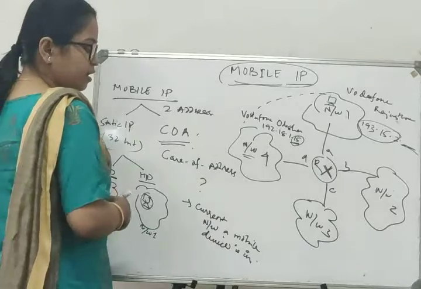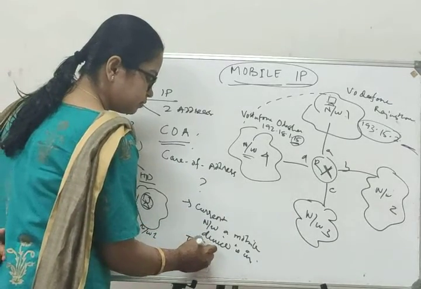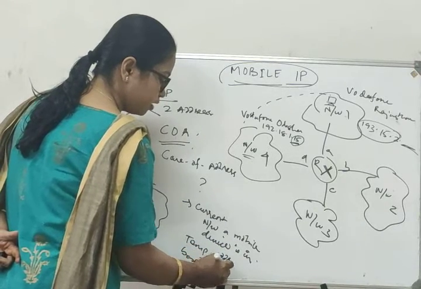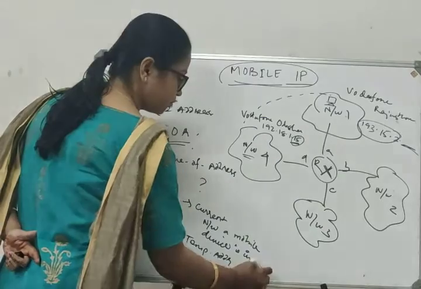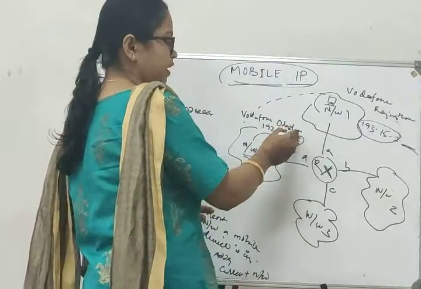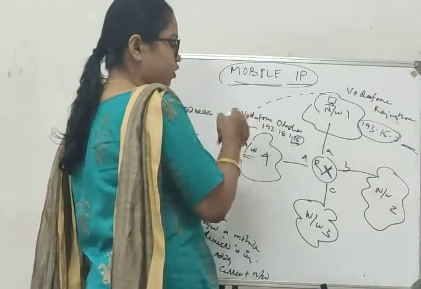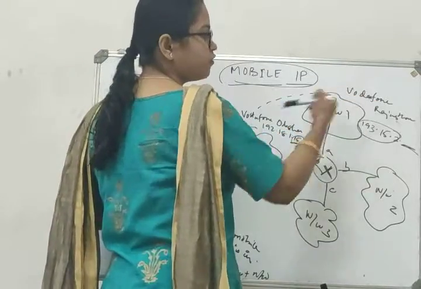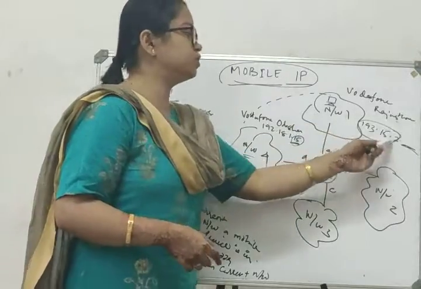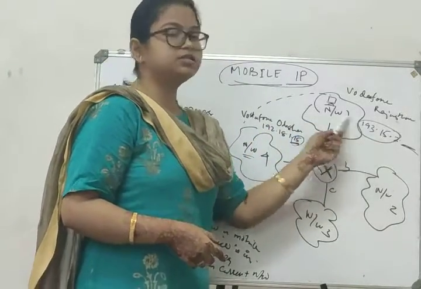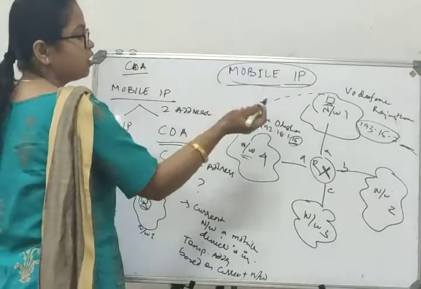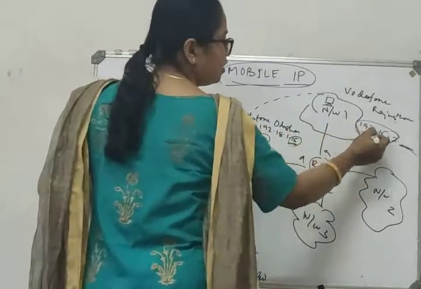Care of address is a temporary address based on the current network. Now care of address, when I move from, suppose this device, number 15 device of this Vodafone Odisha, if it moves to Vodafone Rajasthan, it will be given a temporary address called care of address based on this network. So it will be given an address, suppose COA, some other address with a combination of this network address.